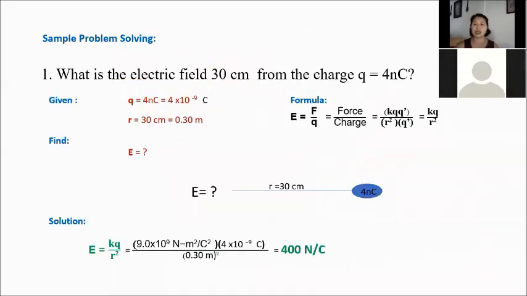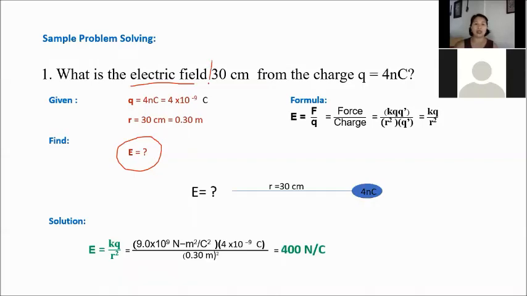Now, let us apply the formula of electric field in a simple problem. Okay, this problem states: what is the electric field 30 cm from the charge Q equal to 4 nC? So, what is the electric field? That is the unknown. Write that down under find.